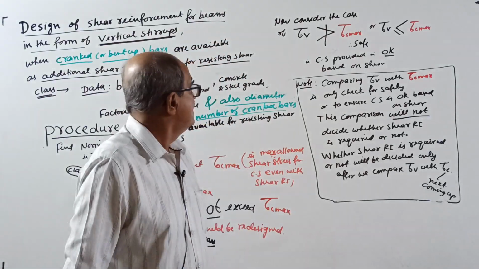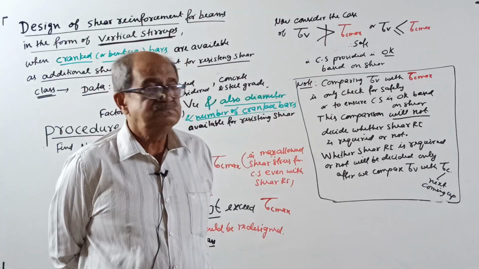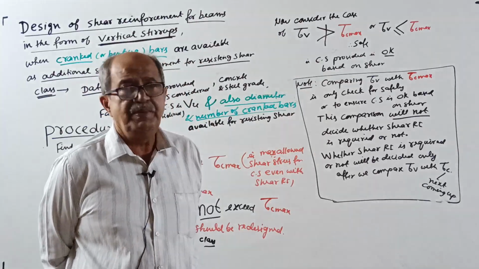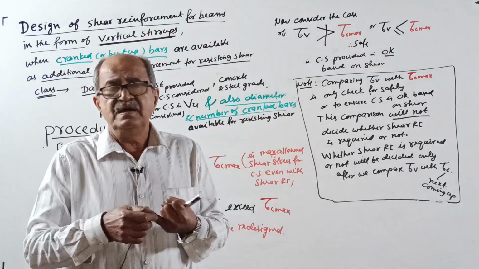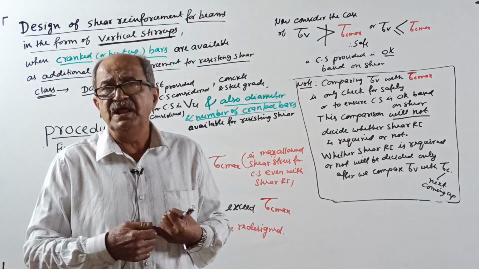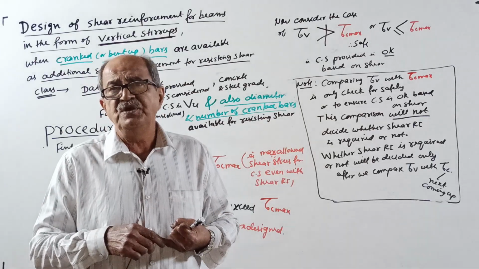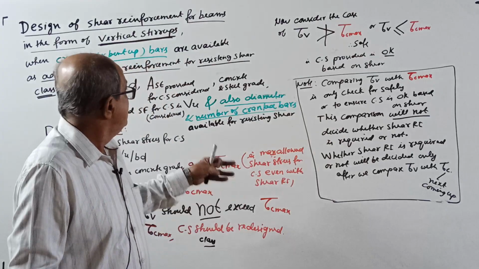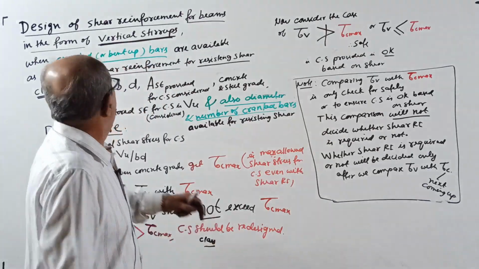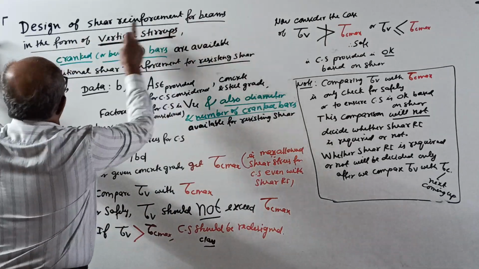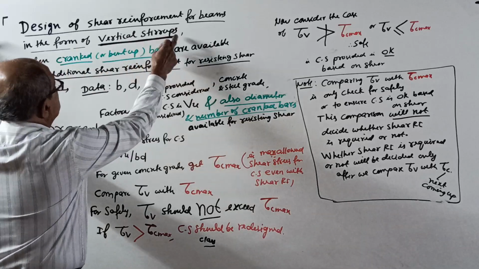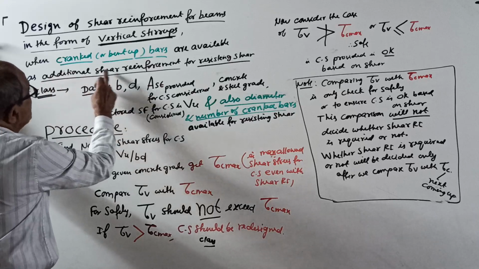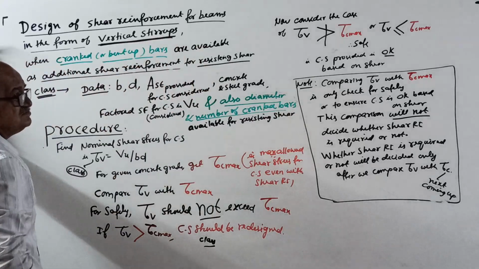Welcome to all. This is the third part in the design of shear reinforcement by limit state method for beams. In part one, I considered the procedure for vertical stirrups, design using only vertical stirrups. Second one, numerical example. This is the procedure for design of shear reinforcement for beams in the form of, once again, vertical stirrups only when cranked or bent up bars are available as additional shear reinforcement for resisting shear.